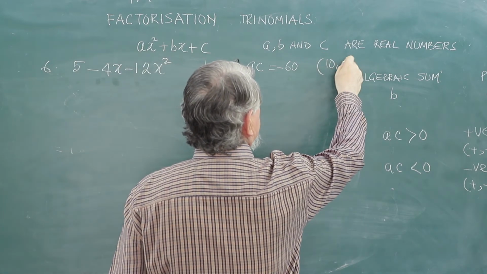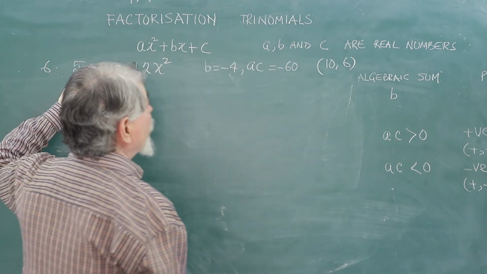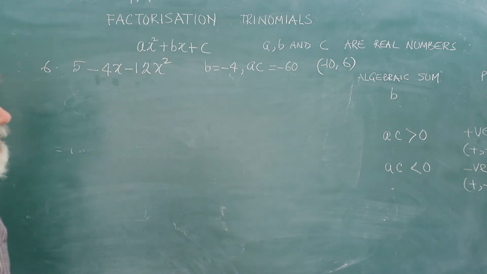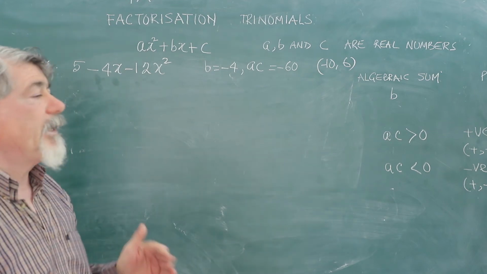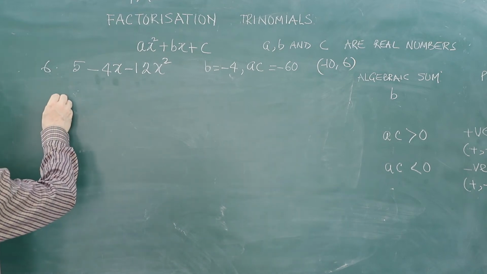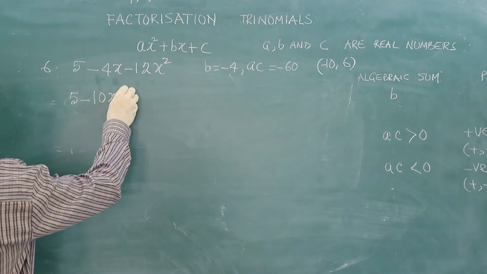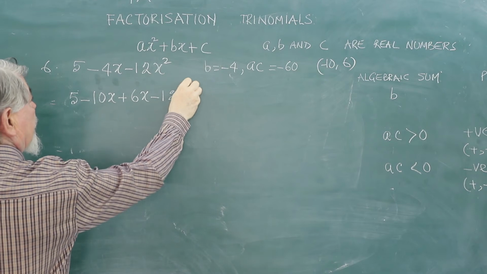10 6s are 60. I have to get minus 4. So minus 10 and 6. Minus 10 plus 6 will be minus 4, and when I multiply minus 10 and 6, I'll get minus 60. So it is 5 minus 10x plus 6x minus 12x squared.